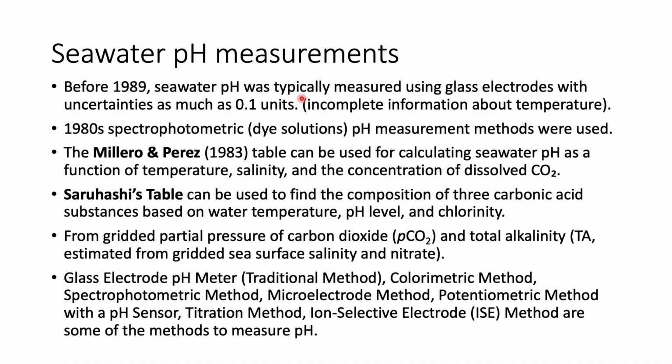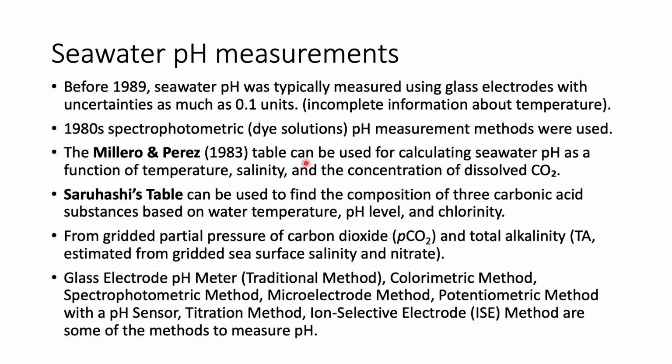Back then, people didn't even know the temperature at which it was measured, because we know pH depends on temperature and pressure. In the 1980s, spectrometric methods, that is, dye solutions, were used for pH measurement. So that is the second method. Either the glass electrode can be used or the dye method can be used. These are the common methods by which pH can be measured.